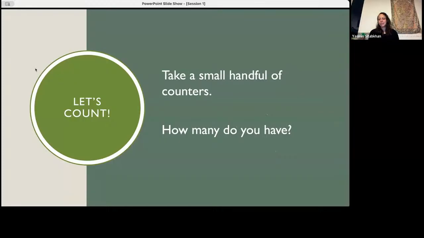When you were counting, think about what you did. What did you do when you were counting your cubes or whatever you were counting? And think about a young child and what we just looked at with that child counting up to 8 and some of the mistakes that they might make. What were you doing?